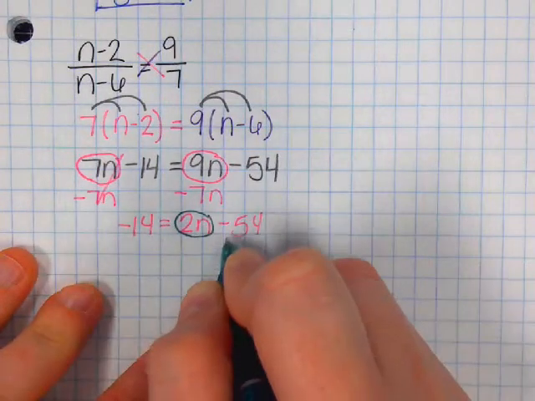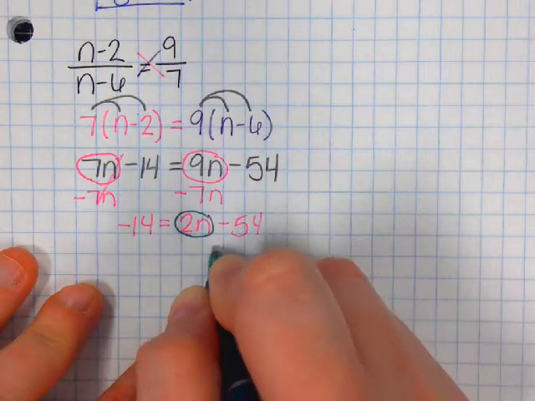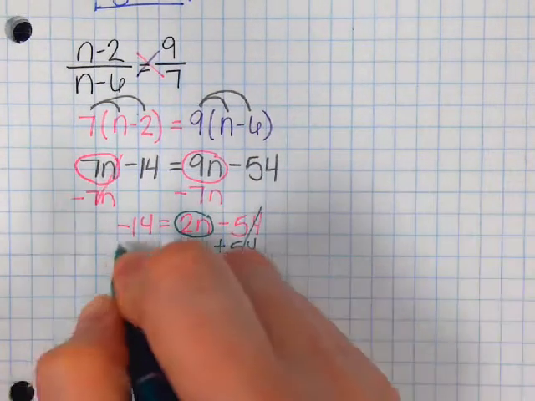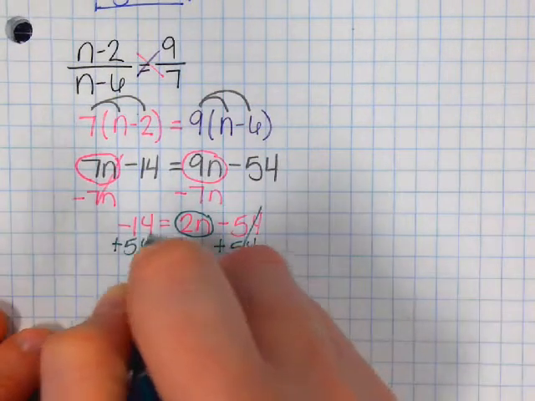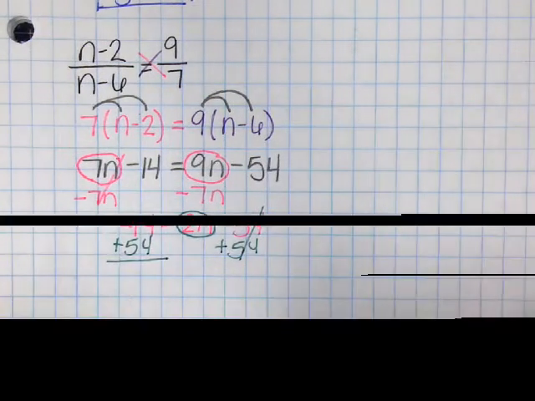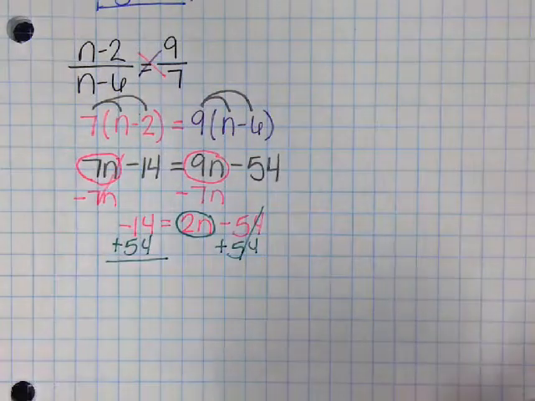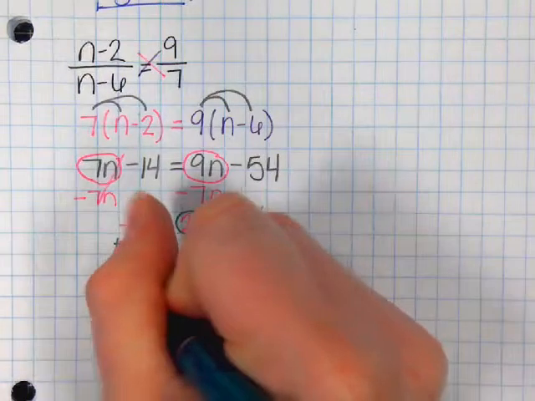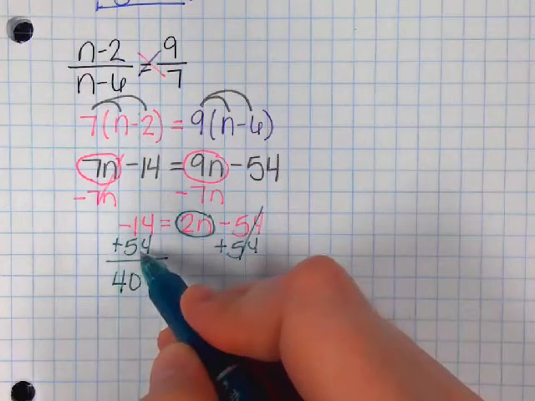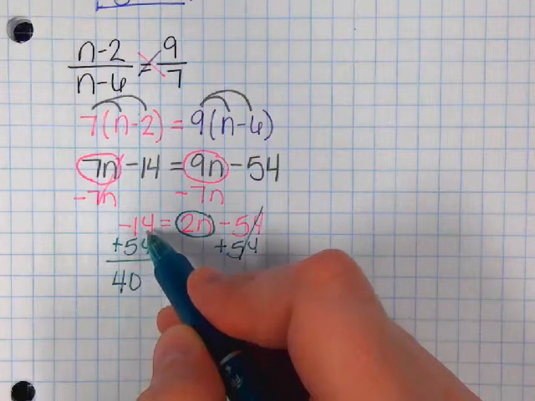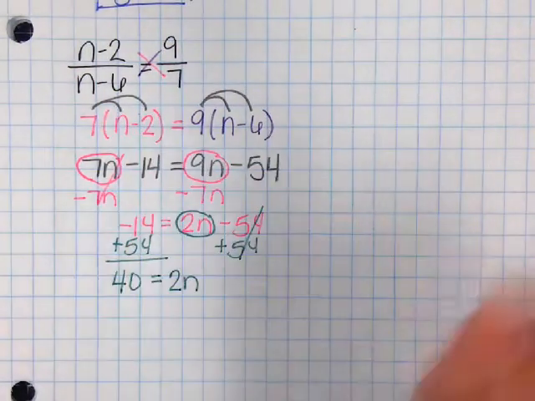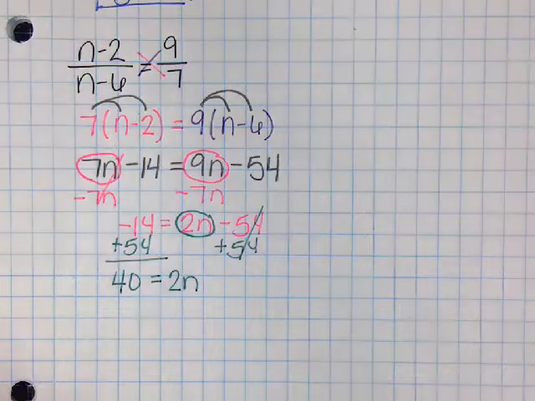So I'm trying to get n, so I need to do the opposite of subtract 54, which is add 54, and add 54. It's 54 minus 14 pretty much, but I know you guys are terrible at negatives. So if I give you $54 and I owed you 14, I gave you 40 extra equals 2n.